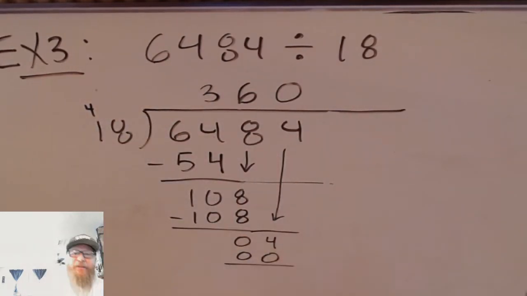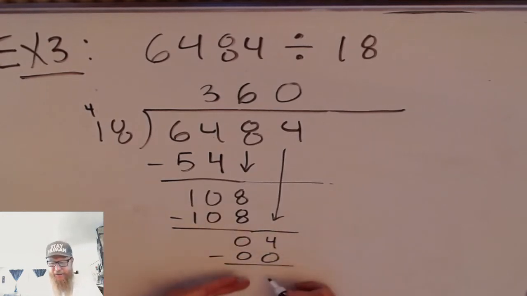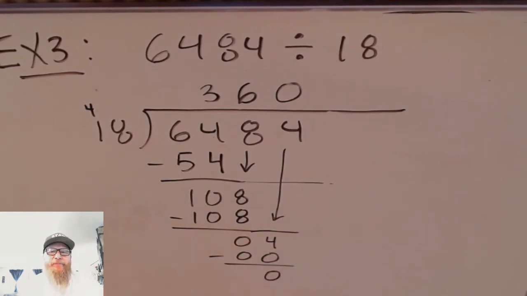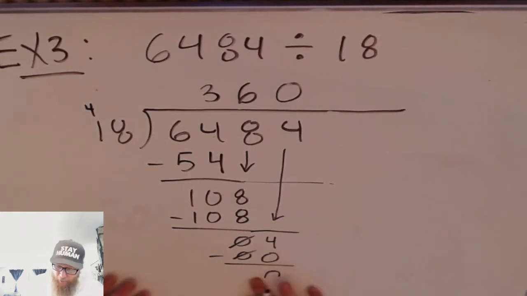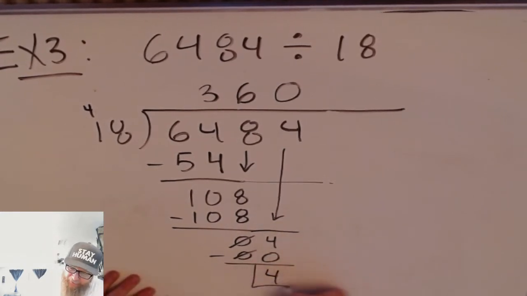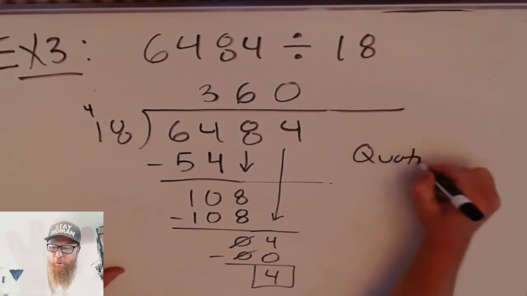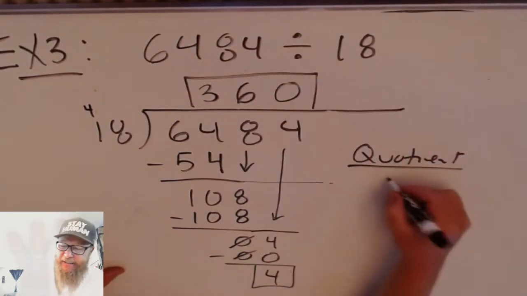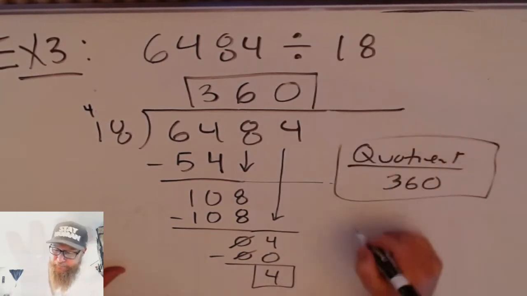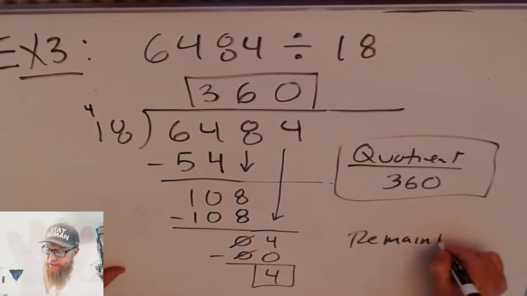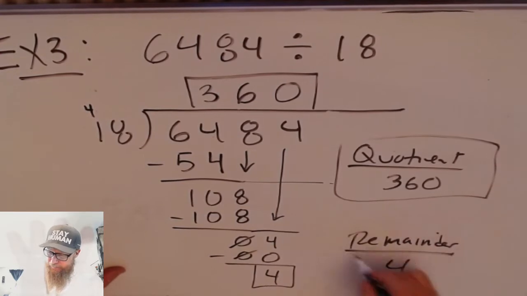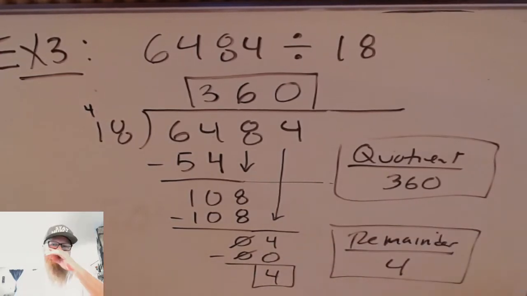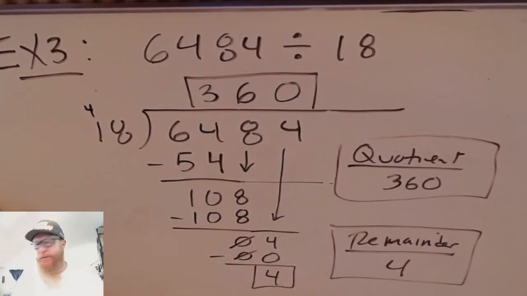If you like, you can put double zeros. And when you subtract, 4 minus nothing is nothing. It's 4, sorry. 4 minus nothing is 4. So I would say the quotient is 360. The remainder is 4.